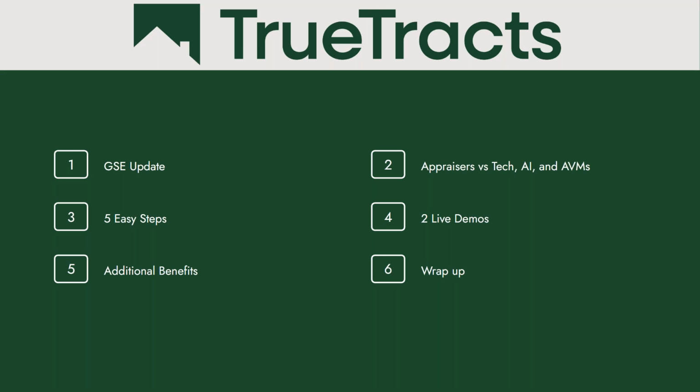Thanks, Isaac. Hey, everybody. My name is Paul Rowe. I'm an appraiser, work at True Footage, been appraising for about 15, 20 years, and want to walk through some stuff for you today. So first, we're going to talk through the GSE updates. Then we'll go into a discussion about appraisers versus tech and AI and AVMs. We'll talk about TrueTracts and 5 easy steps. We'll do a couple of live demos. We'll not only do an urban property, but we'll also do a rural one. And then we'll talk about some additional benefits of using the tool, and then we'll wrap it up.